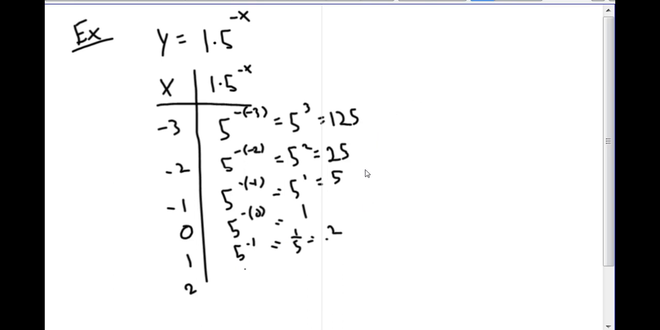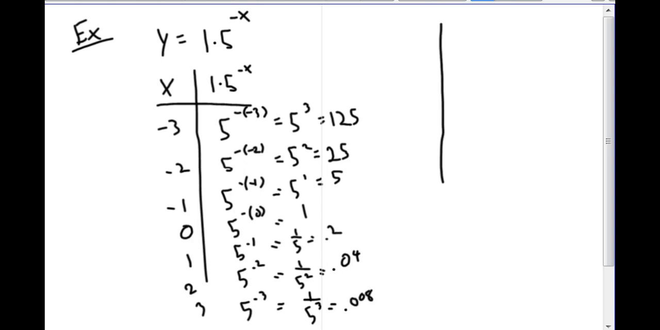So we're getting those same exact values that we saw a moment ago when this was positive, but now those higher values are on the negative side, and when we look at the graph, it's going to be real interesting here. So 2 turns into 5 to the negative 2, 1 over 5 squared, so that's 0.04, and then 3, 5 to the negative 3, so 0.008. And when we graph that, for negative 3, we get the 125.